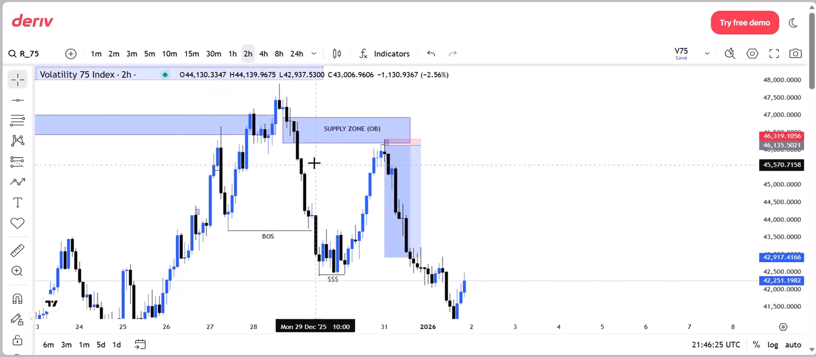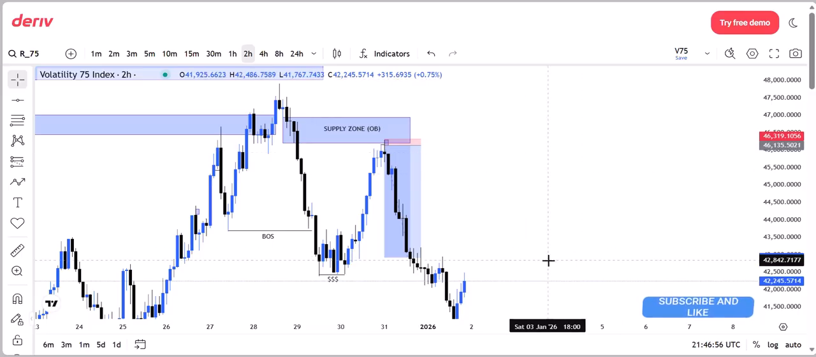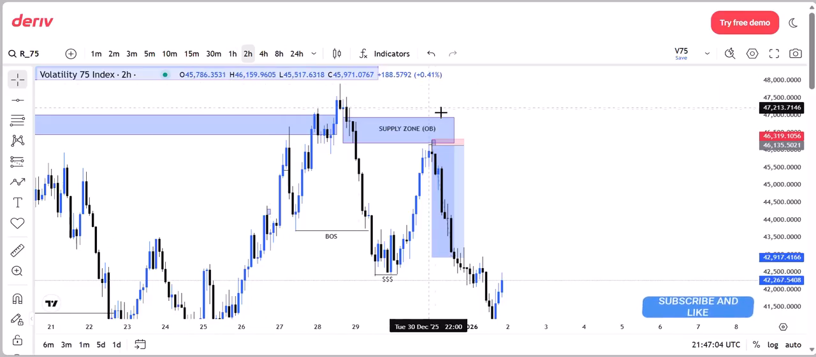So this is our zone. Let's see if we can refine our zone further. Now the essence of refining our zone, refining our order block, supply zone or demand zone as the case may be, is so that we reduce our risk and increase our risk to reward ratio. That's why we always refine our zone rather than our entry. Okay, all right, so this is the 2 hours.